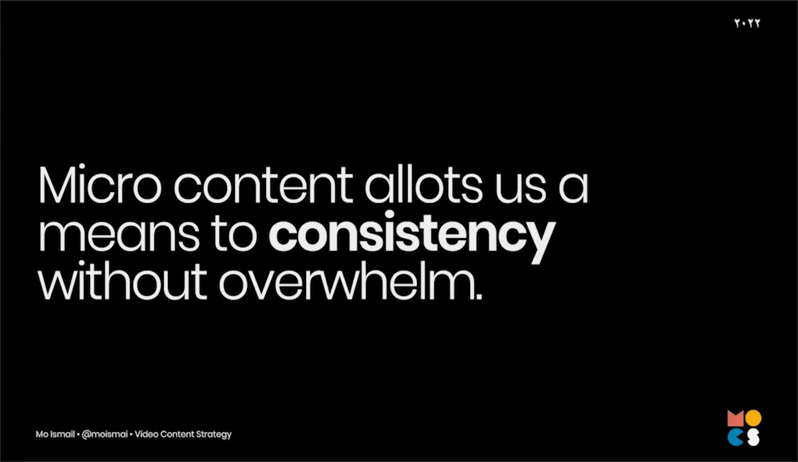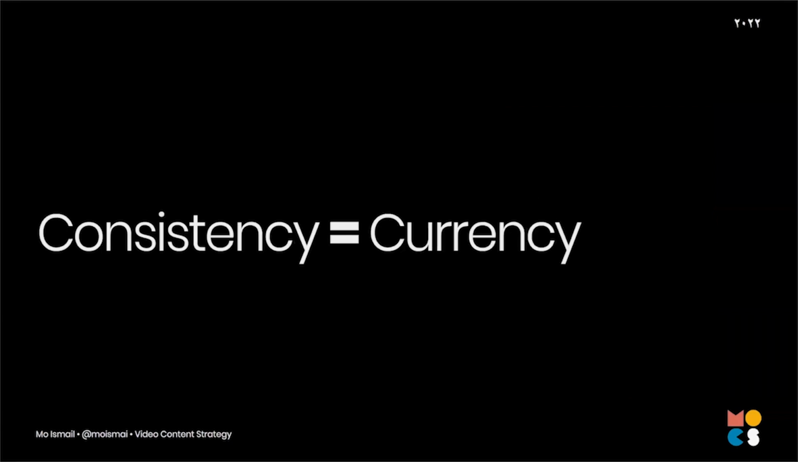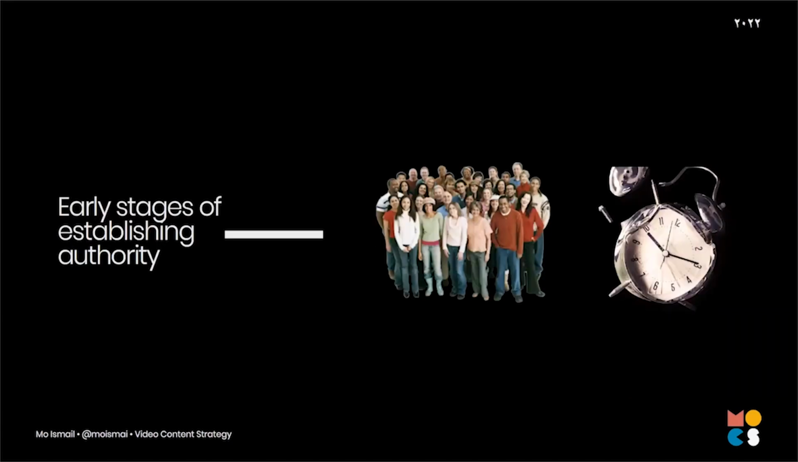So what micro content allows us to do is consistently show up without feeling overwhelmed to do so. Now, this is not a do this and don't do YouTube. This is an addition to. As you're filming that YouTube video, if you can knock out another 2 hours and film 30 shorts, it's much easier to be consistently on the radar for certain people. And as we know, consistency equals currency.